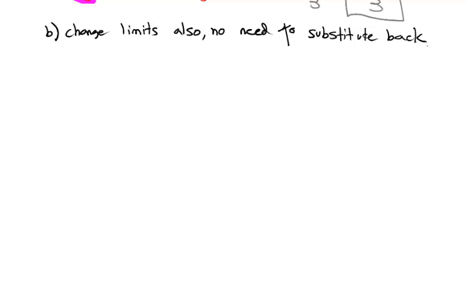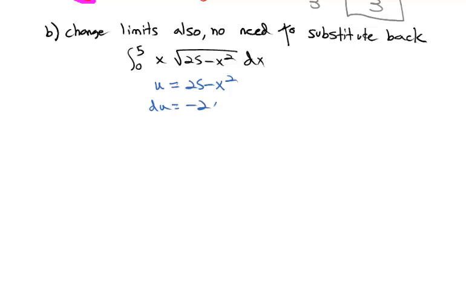So I don't have the problem on my screen anymore, so I'm going to copy it down just so that we have it. We went from 0 to 5 of x square root of 25 minus x squared dx. And we did this substitution before where u equals 25 minus x squared. Du is the derivative, negative 2x. We said that means we need a negative 2, so we'll multiply by negative 1/2. And that way we can get this new integral. We got negative 1/2 times u to the 1/2 du. Don't forget the dx was part of that, du.